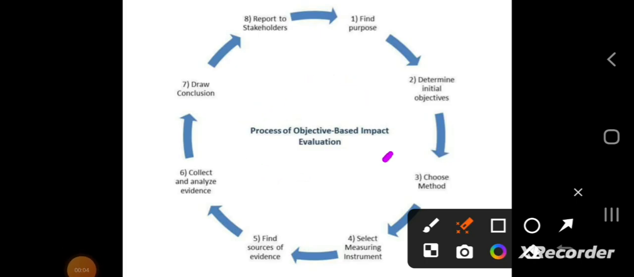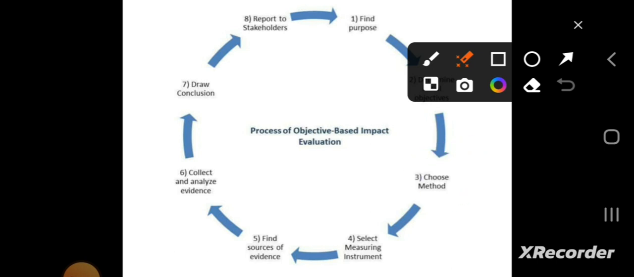Process of objective-based impact evaluation. Number 1. Find purpose. Clearly define the purpose of the evaluation. Understand why the evaluation is being conducted and what stakeholders hope to learn from it. Number 2. Determine initial objectives. Establish the specific objectives that the evaluation will measure. These should be aligned with the overall goals of the program or initiative.